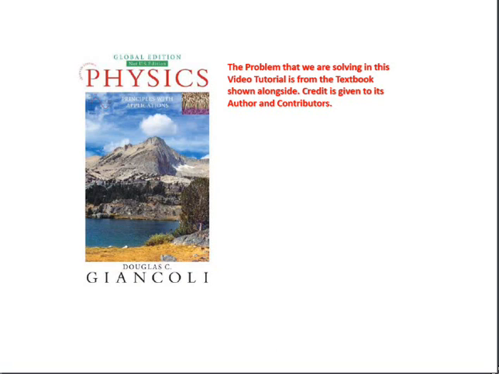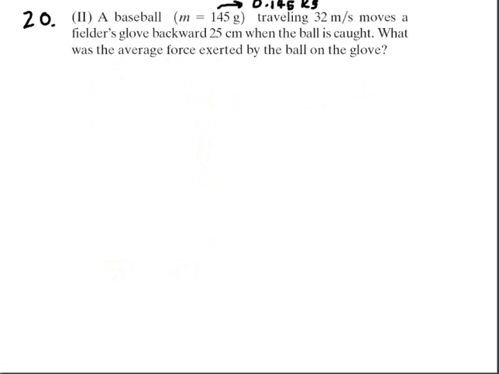This is a solution to problem number 20 from chapter 6, Work and Energy, from the textbook that you see here. So here we have a baseball that is being caught. It's initially traveling at 32 meters per second, and of course it comes to rest, and in doing so it moves the fielder's glove backward 25 centimeters. And we want to determine the average force exerted by the ball on the glove.